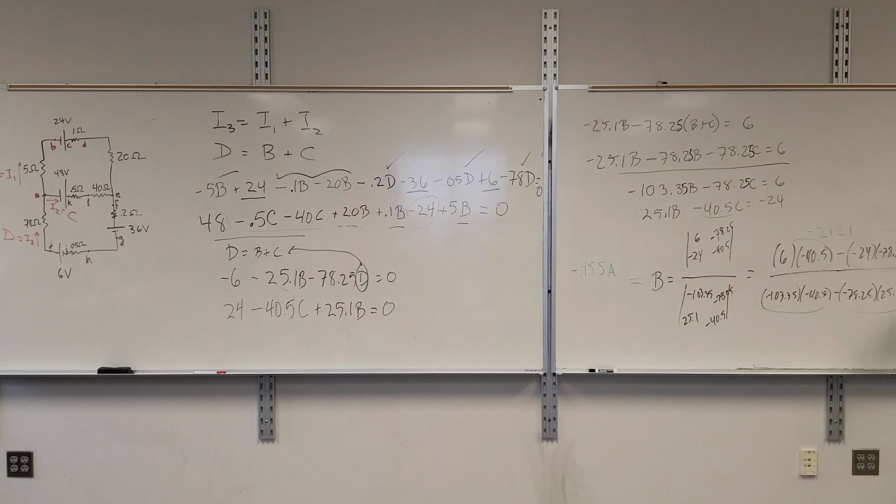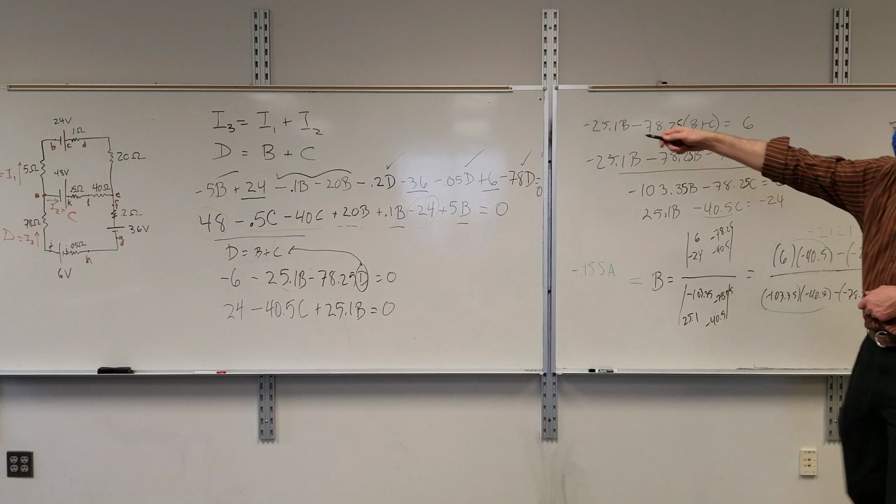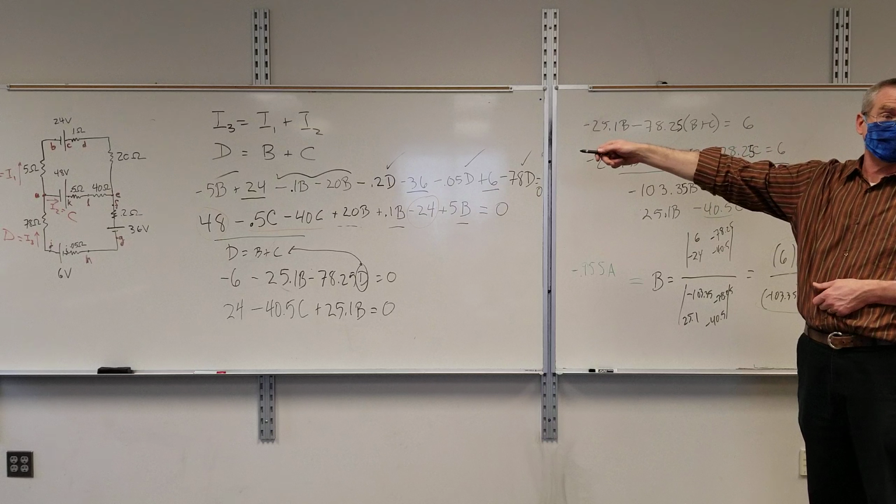All right, you get an answer. And then to solve for C, you can use Cramer's rule, or you can just plug your value for B into one of those two equations, get a value for C, and then work backwards and solve for the value of D, because it's just the sum of the other two.